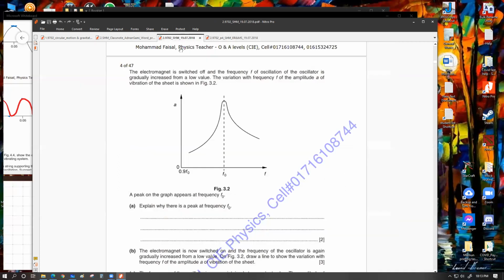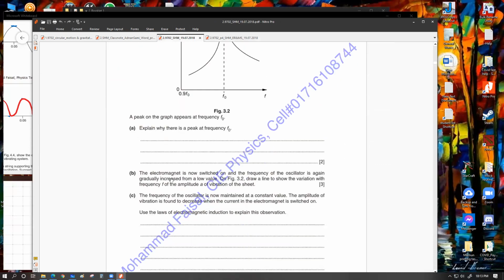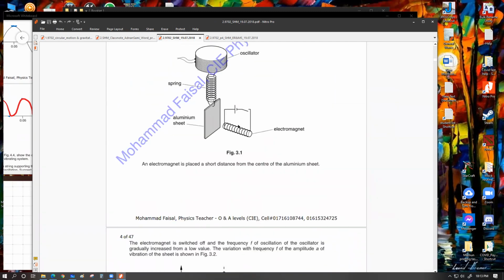আচ্ছা, এরপরে কোশ্চেনে কি বলছে? The electromagnet is now switched on and the frequency of the oscillator is again gradually increased from a low value. On figure 3.2, draw a line to show the variation with the frequency f of the amplitude a of the vibration of the sheet. আচ্ছা, এখানে আমি তোমাদের একটু এই জিনিসটা বললাম যে electromagnet, the presence of the electromagnet will work as a very significant damping mechanism, and that will cause the resonance to not happen, and the system will lose energy from the system. This is working like a damper.